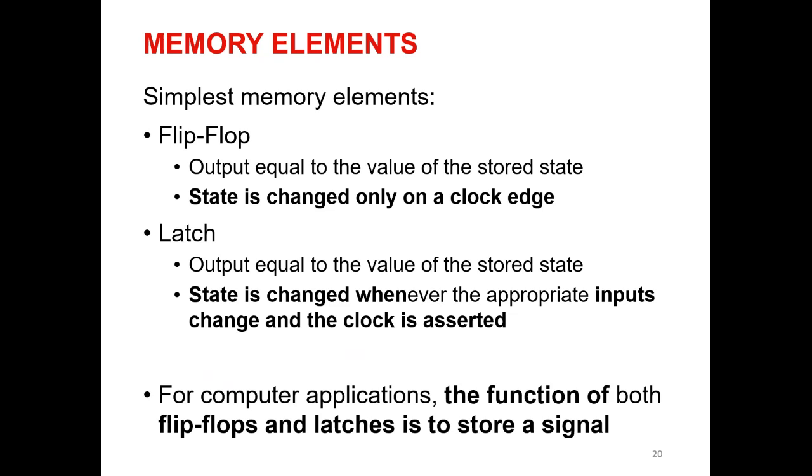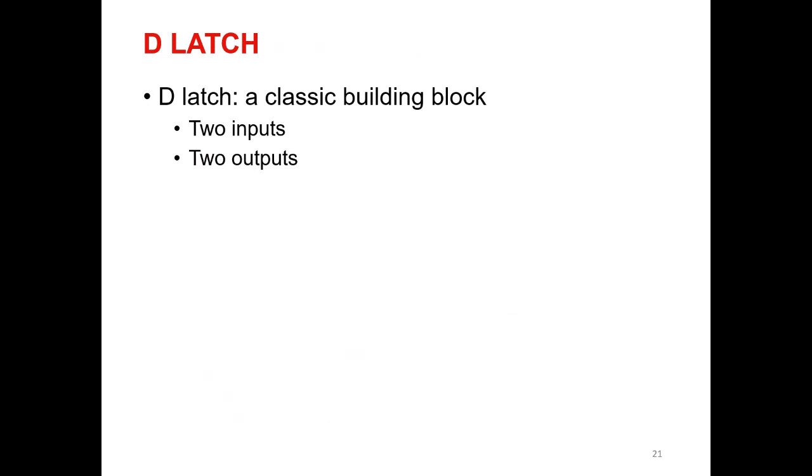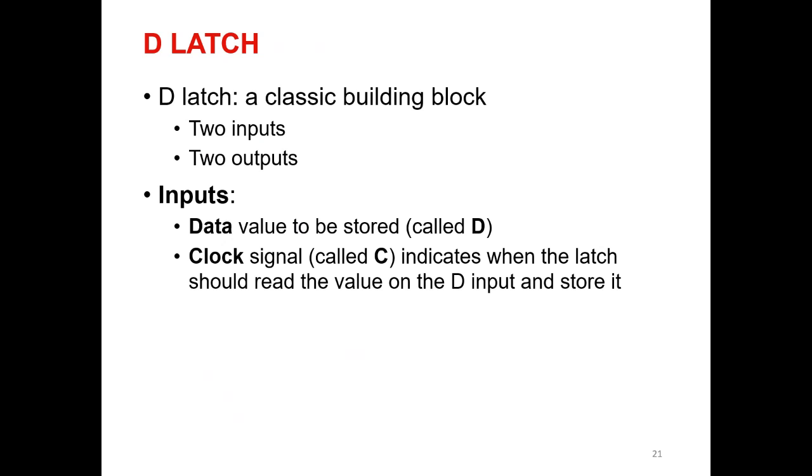In computers we use those two simple elements, the flip-flop and latch, for storing a signal. So right now you know how those zeros and ones are actually stored in memory. For instance, let's take a look at a D latch. It has two inputs. One is the data to be stored, and the other is the clock signal.